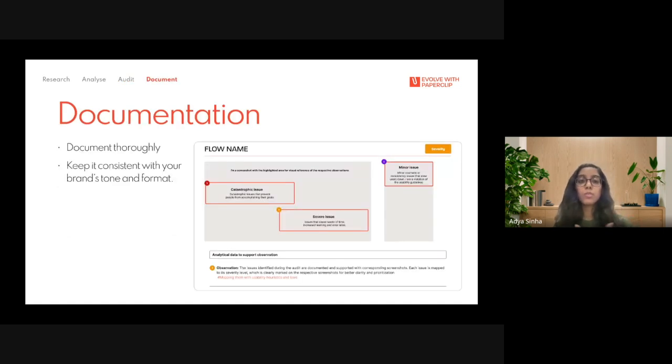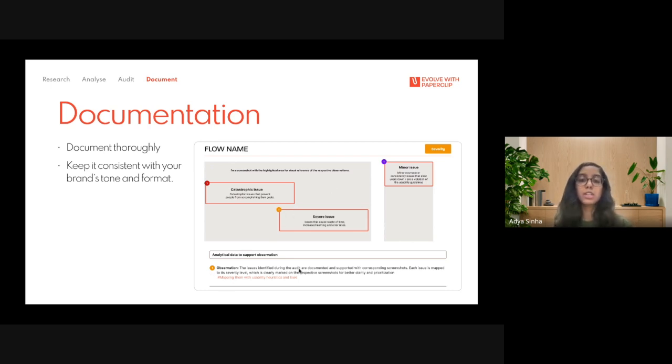Now, again, once the audit is completed, you can document the audit thoroughly while keeping it consistent with your brand's tone and format. And this is one of the ways that you could document the audit, where you add a flow name or page name and add relevant screenshots that you have captured to highlight the issues or your observations that you present over here.